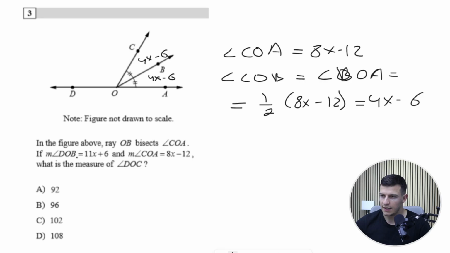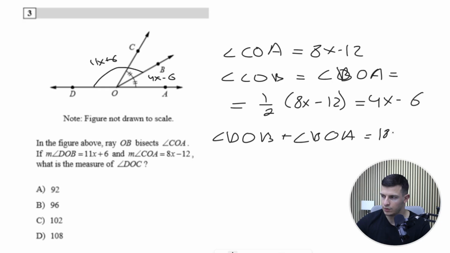And I know DOB is 11x plus 6. So I already know this part, which is 11x plus 6. So what I will do, I'm going to get rid of this one. Now I know I have two angles here, DOB and BOA. And they're supplementary angles, so DOB plus BOA should be equal to 180 degrees. Now I can substitute: 11x plus 6 plus 4x minus 6 should be equal to 180 degrees.